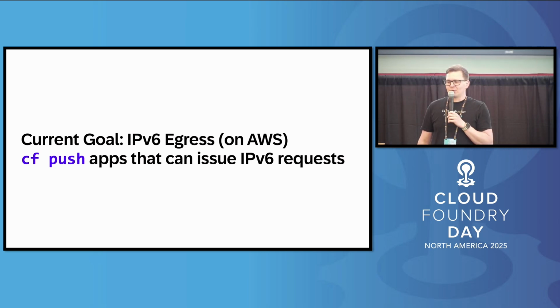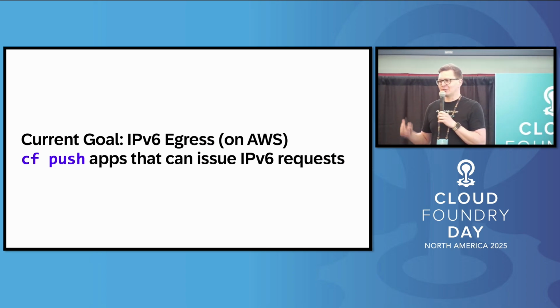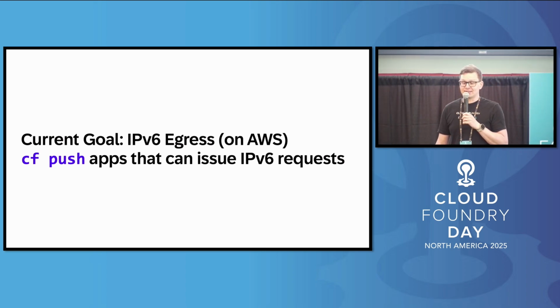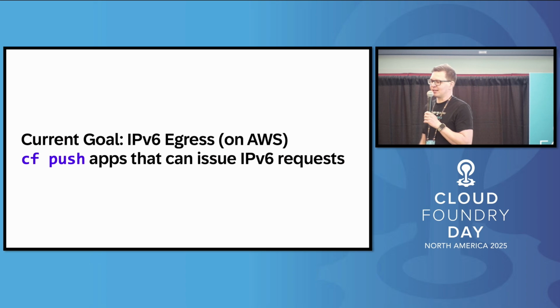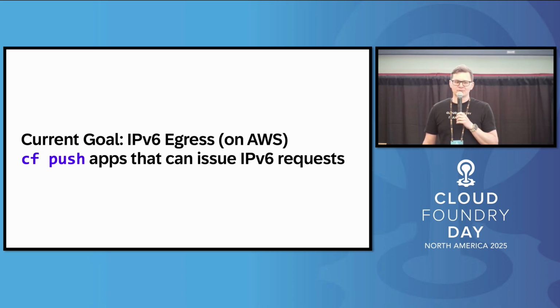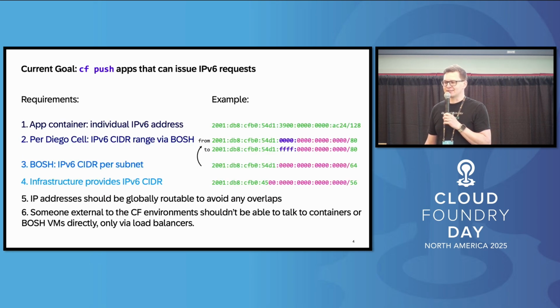So in this last iteration between the CF Day in Europe and now, we've been working mostly on IPv6 egress. And that means that you push a CF app that can then do calls via IPv6. And that entails a few things that you then need to do.